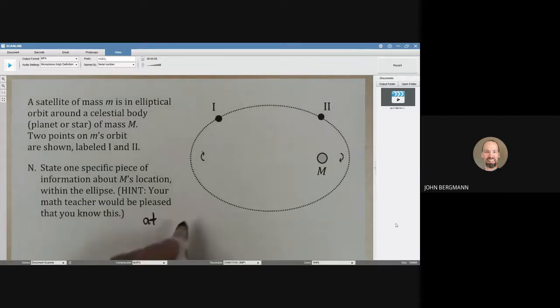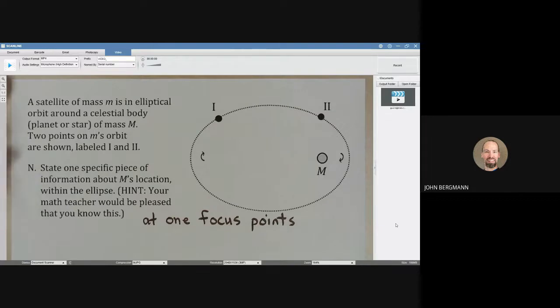And the answer to that would be the celestial body is at one of the focus points. And this is true for the sun in our solar system. As the planets go around, the sun is actually at one of the focus points.